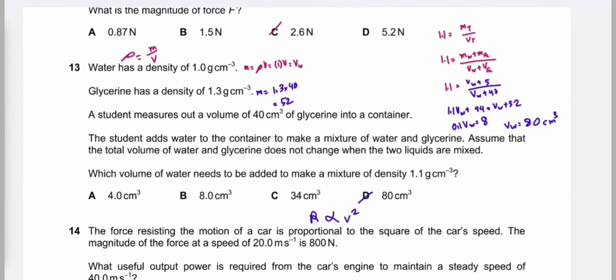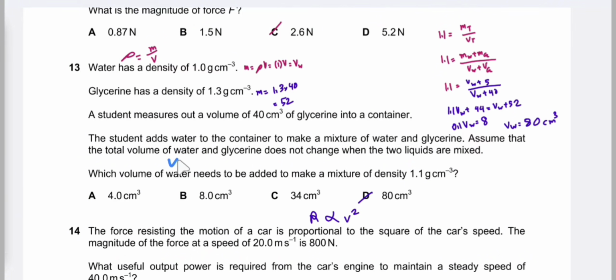In question number 13, water has a density of 1 gram per centimeter cube. Glycerin has a density of 1.3 gram per centimeter cube. A student measures out a volume of 40 cm cube of glycerin into a container. The student adds water to the container to make a mixture of water and glycerin. Assume that the total volume of water and glycerin does not change when the two liquids are mixed. Which volume of water needs to be added to make a mixture of density given?